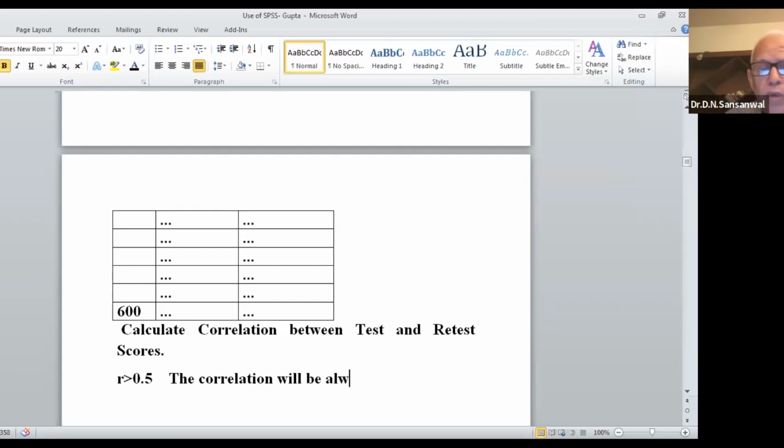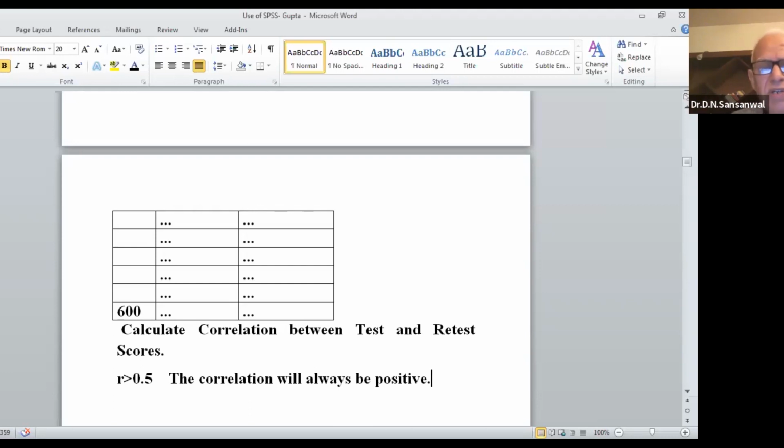So the correlation will always be positive, because you are finding the correlation of the variable with itself. So it cannot be negative. This is the point that you should understand.